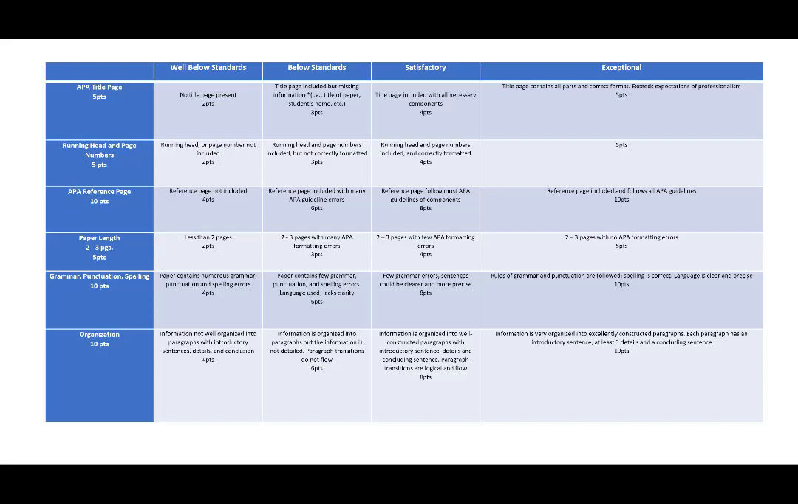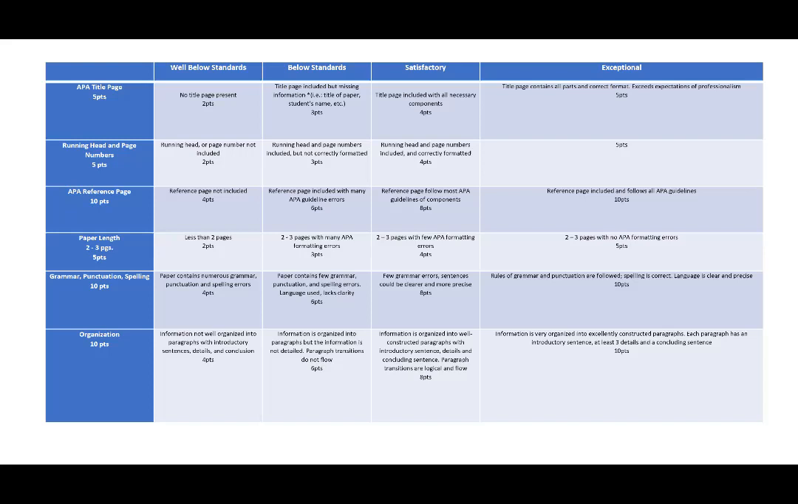Okay, paper length. This does say 2 to 3 pages. It was suggested that it be 3 to 5 pages, something like that. But so if it is 2 to 3 pages, you get 5 points. If it's less than 2 pages, 2 points. You're really knocked down for that.